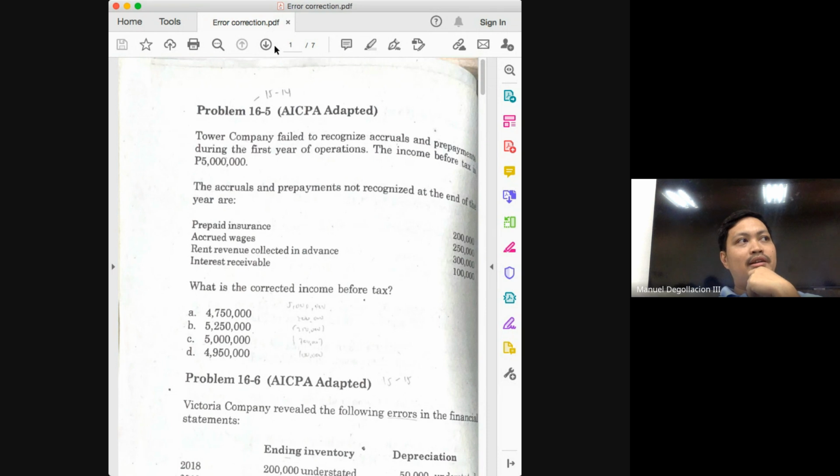And the problem here, class, is that you will not be able to figure out how to correct an error if in the first place you do not know what the error is. And you will also not know what the error is if you do not know what is the correct entry. So this topic demands from you to have a knowledge on how to account for basic transactions.